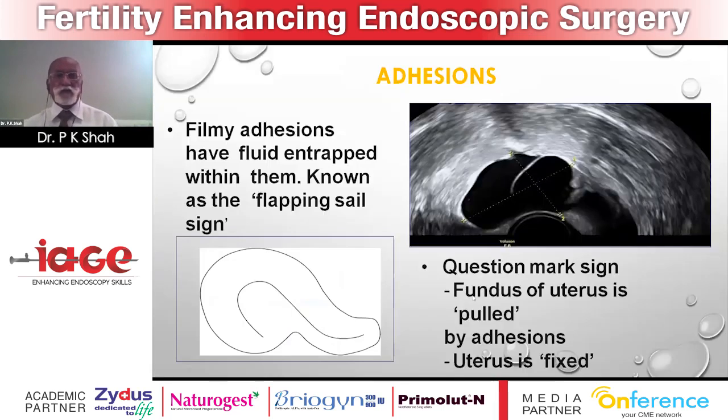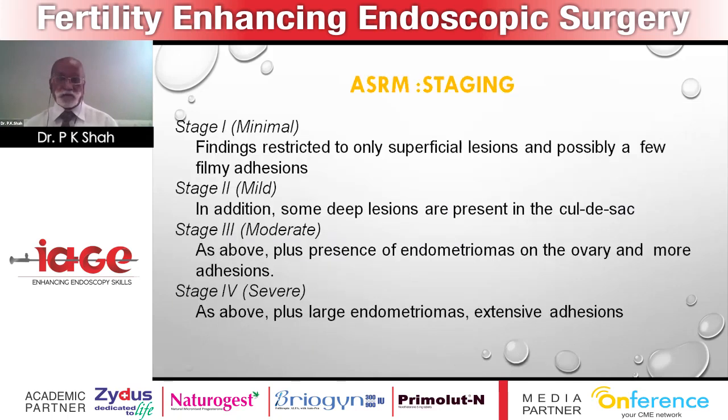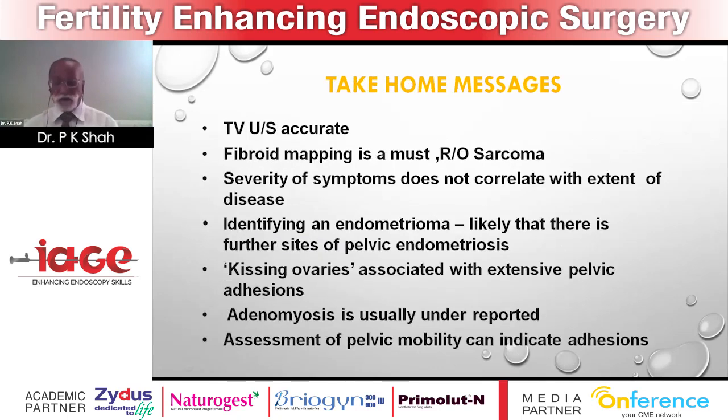Flimsy adhesions have fluid entered within them, known as the flapping cell sign. The question mark sign on the fundus of the uterus is pulled by adhesions. The uterus is fixed, especially when you have bilateral or kissing ovaries. You can do staging with the help of this.